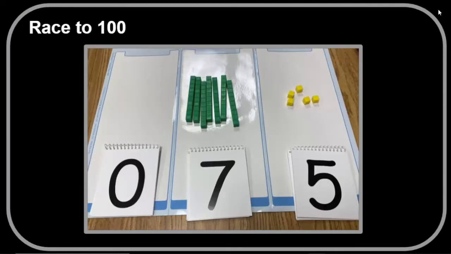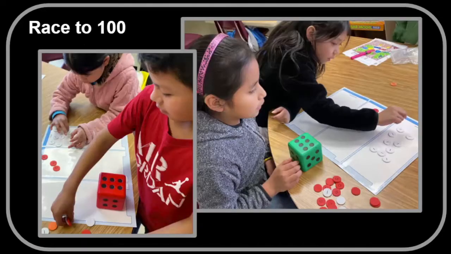To deepen place value understanding, students can play Race to 100 by using a variety of base 10 models and representations. Students simply roll a die and add that many counters to the ones place. They then regroup their counters until they have 10 tens or 100.